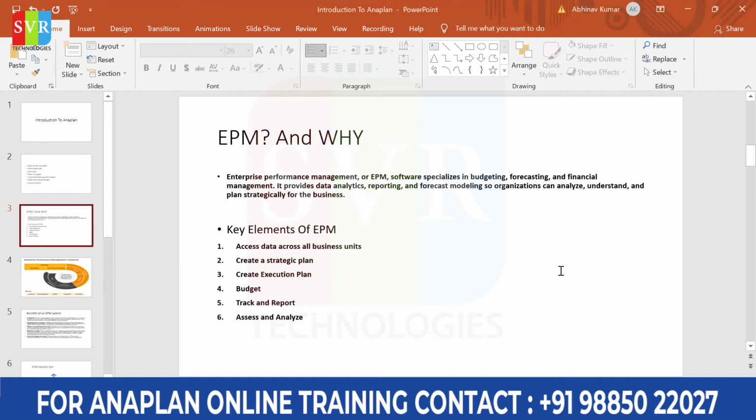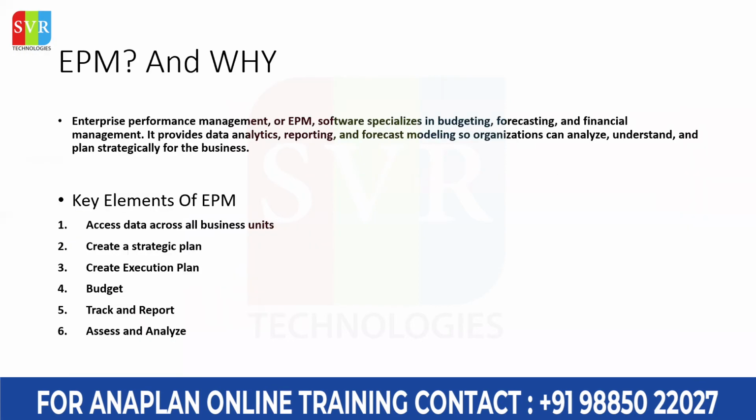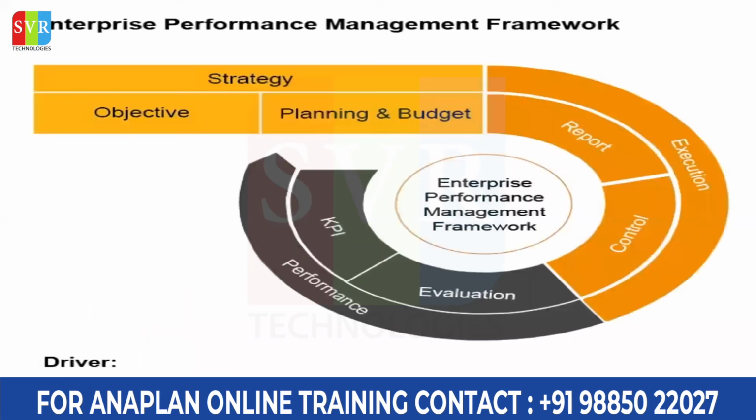So now you will very easily be able to understand this graph, right? This representation: in order to achieve the strategy, you need to execute certain things. For that, you need reporting. You need control over all the different components of the strategy that you have built. Then you need to evaluate it. And how will you evaluate it? You will define your key performance indicators, right?